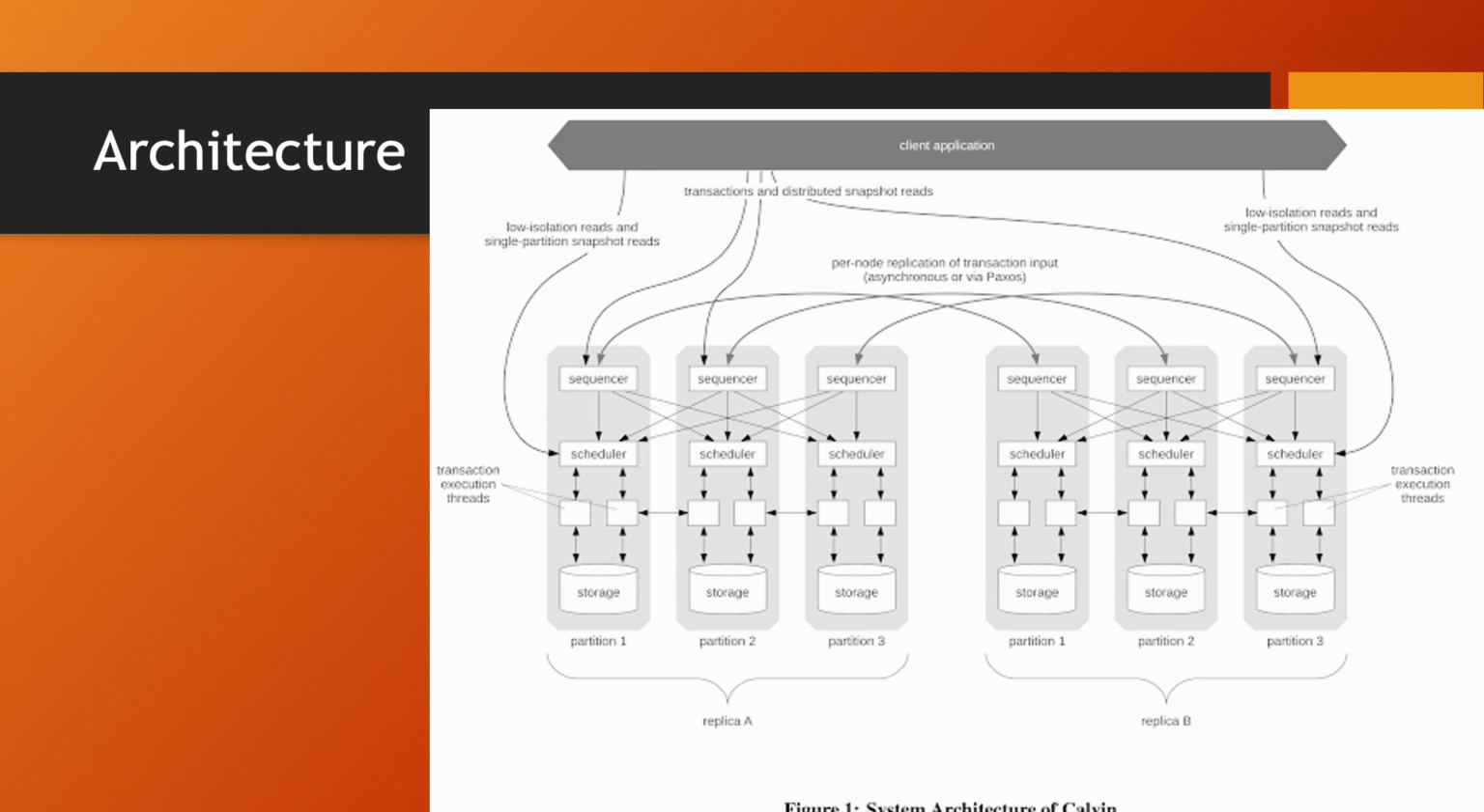Here's a cool diagram of Calvin's architecture. As you can see, there are client applications, then we have replica A, replica B, and each of these replicas consists of the storage layer, then we have the scheduler, and then we have the sequencer. So the schedulers are responsible for low isolation reads and single partition snapshot reads, and transaction and distributed snapshot reads also happen through sequencers. And then we have transaction execution threads, and then we have the storage layer.